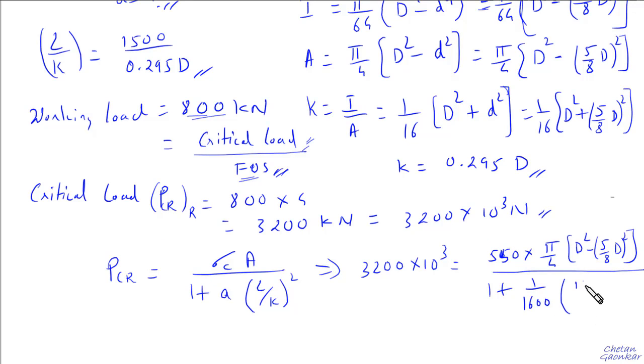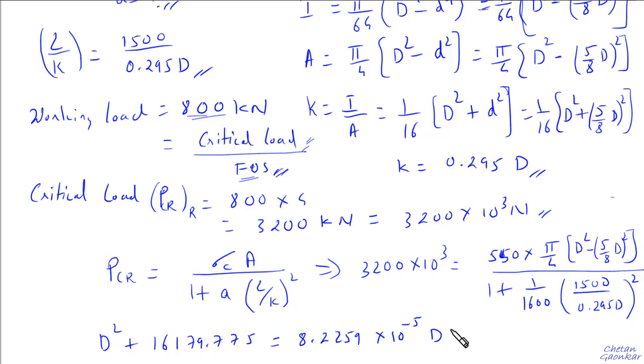L by K ratio, we know what the L by K ratio is, right? We already wrote it here. So this is 1500 divided by 0.295 times D. Alright, L by K is squared, so this is a square term. Okay, so from here we will get this in terms of D, in terms of an equation, and that equation will be D square plus 16,179.775 is equal to 8.2259 multiplied by 10 to the power minus 5 times D to the power 4. We will get this equation once we solve everything.